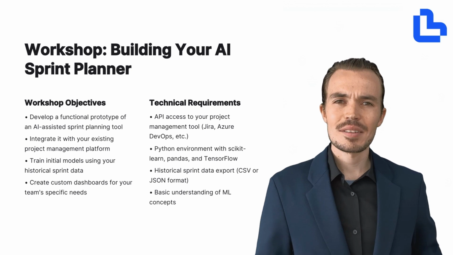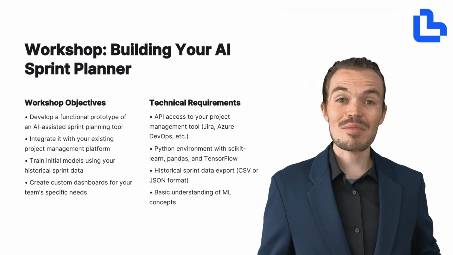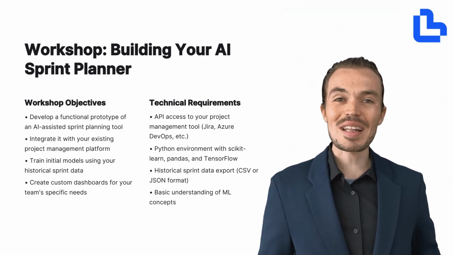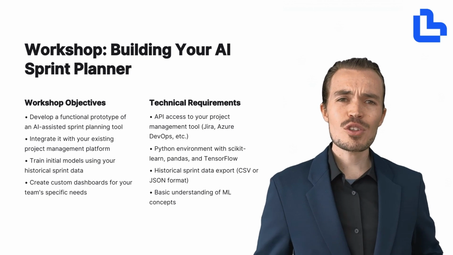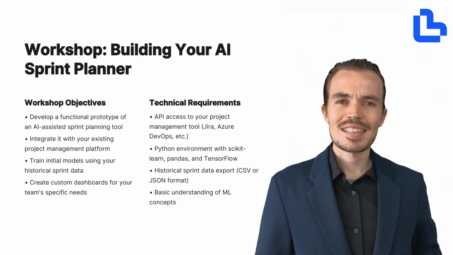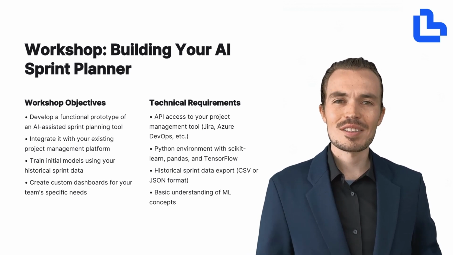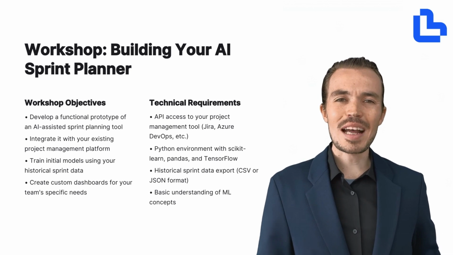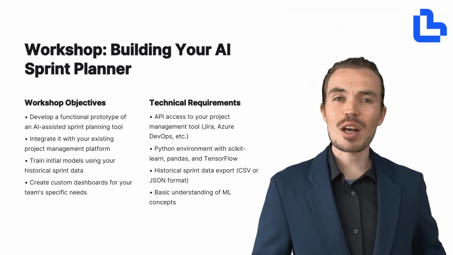To get started, you'll need a few technical components. First, API access to your project management tool so you can pull in real-time data. Then, a Python environment with libraries like scikit-learn, pandas, and TensorFlow. You'll also need a historical data export, in CSV or JSON format, and a basic understanding of machine learning concepts. This workshop is designed to be practical and empowering. By the end, you'll have a working AI sprint planner that you can continue to refine and expand as your team grows more comfortable with data-driven Agile practices.